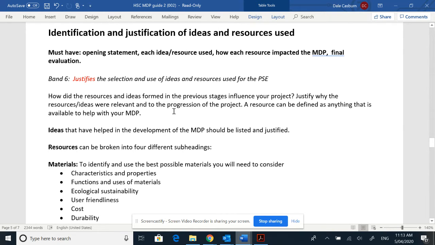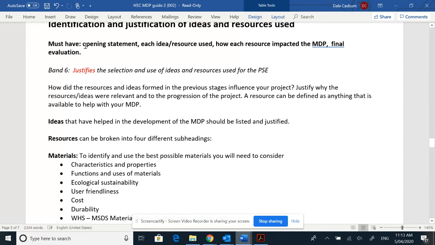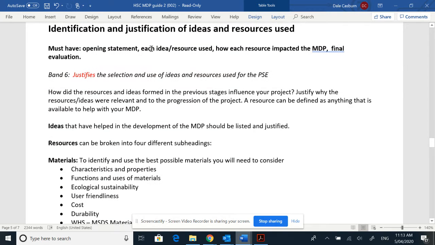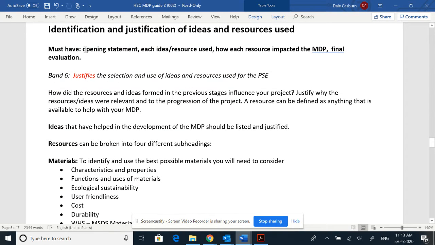So, some people would make this a formal section. Some people might have done it during their experimentation and testing. I think it makes it clear if you just do a couple of pages, maybe 3 pages, on the identification and justification of the ideas and resources used. It makes it really easy for the person reading your portfolio to understand what you did. Again, the opening statement is going to help your teacher understand that you understand what you're doing, and it's going to help the marker understand that you understand the design process, whether or not there's any marks involved in it. I think there's probably fractions of marks here and there.